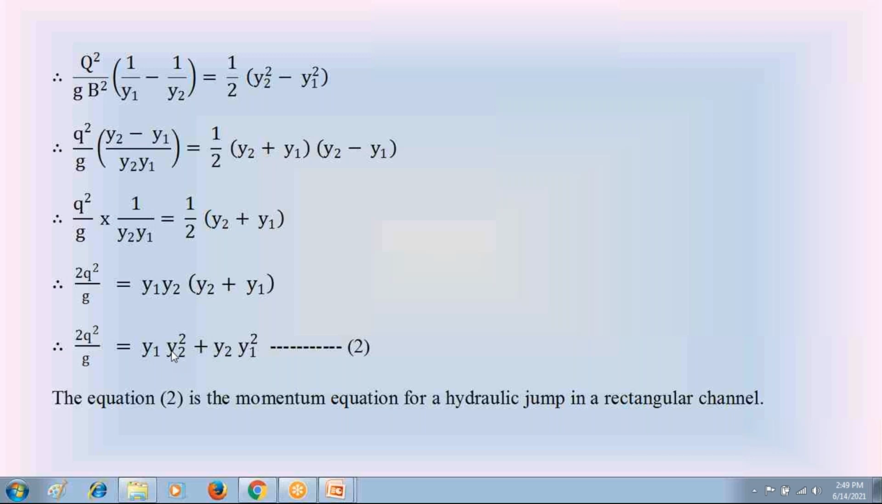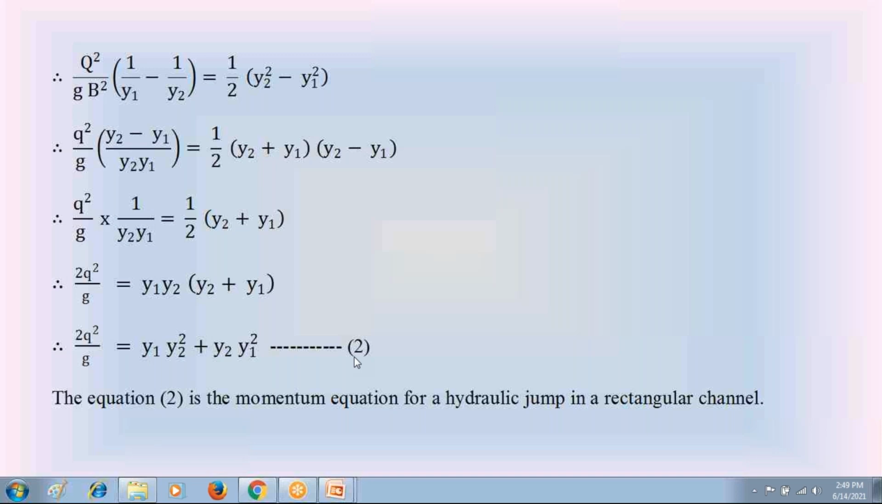Apply that formula for the solution of equation 2. For the solution of equation 2, ax square plus bx plus c equal to 0, then x is equal to minus b plus or minus root of b square minus 4ac by 2a. Apply that solution for equation 2 by considering either y1 as quadratic equation or y2 as quadratic equation. You can consider any one depth as quadratic depth. So that is important here.